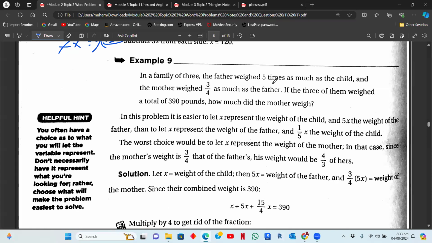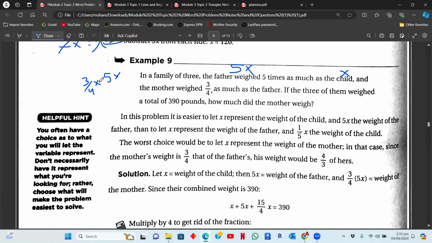The weight of the father was 5 times as much as the child. Let's say the weight of the child was x, the father's weight would be 5x, and the mother weighed 3/4 as much as the father. So the mother's weight was 3/4 of 5x. Now, if the three of them weighed all together 390 pounds, how much did the mother weigh?